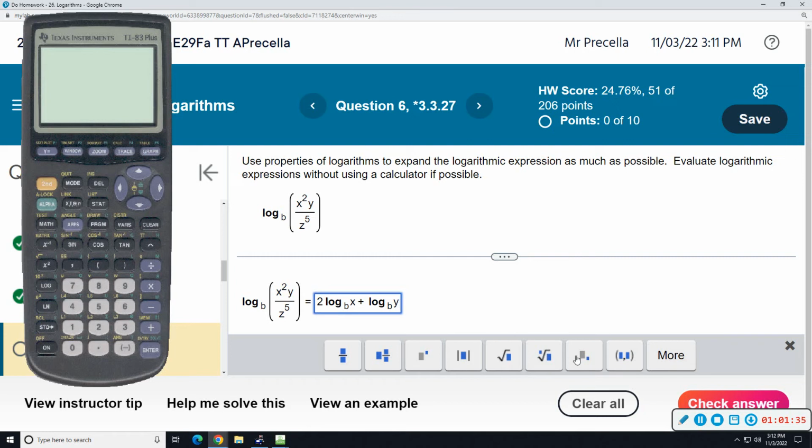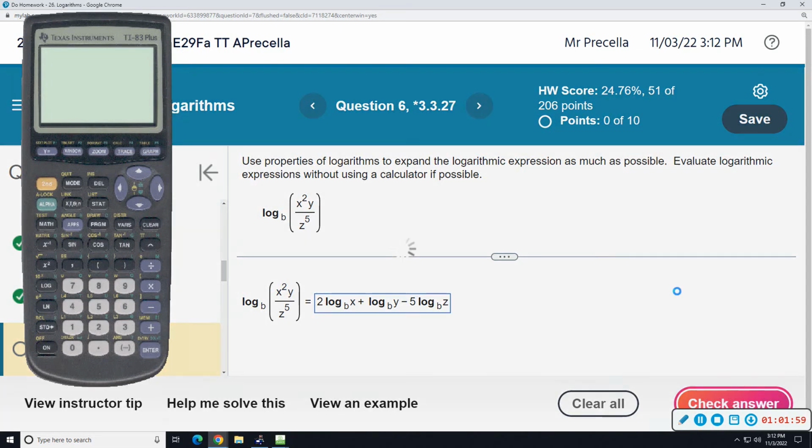Well, what comes after that Y? Minus, because we're moving down to the denominator. Minus 5, because the 5 is the power, it becomes a coefficient. And then log. Notice how it bolded and spaced so nicely. Right arrow to C. Right? Let's see. Check it.